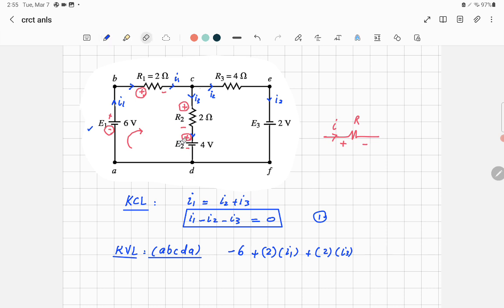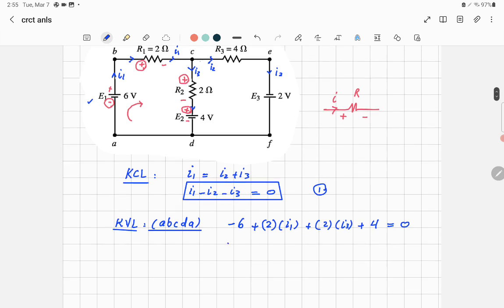Next, you have E2, 4 volts, and then you are passing by the positive voltage. So plus E2, which is equal to 4 volts, will be equal to 0. That's Kirchhoff's Voltage Law. Simplify the expression. Negative 6 plus 2I1 plus 2I3 plus 4 equals 0. Continue the simplification process. So you have 2I1 plus 2I3, and then you have negative 6 and plus 4 will be negative 2, equals 0.